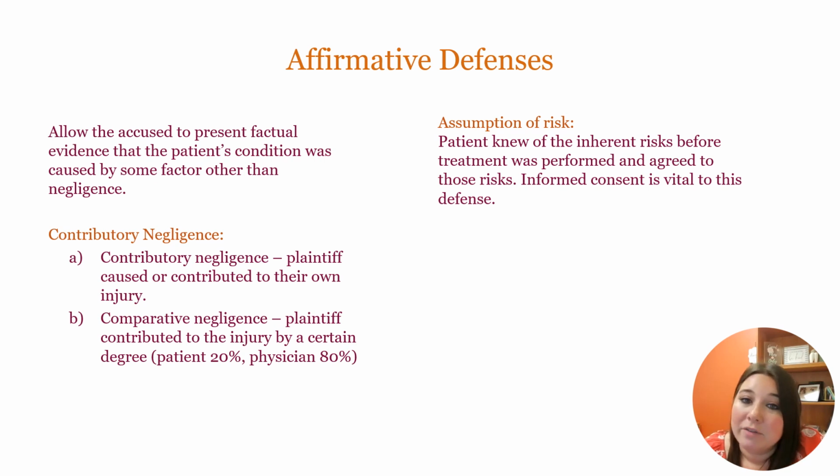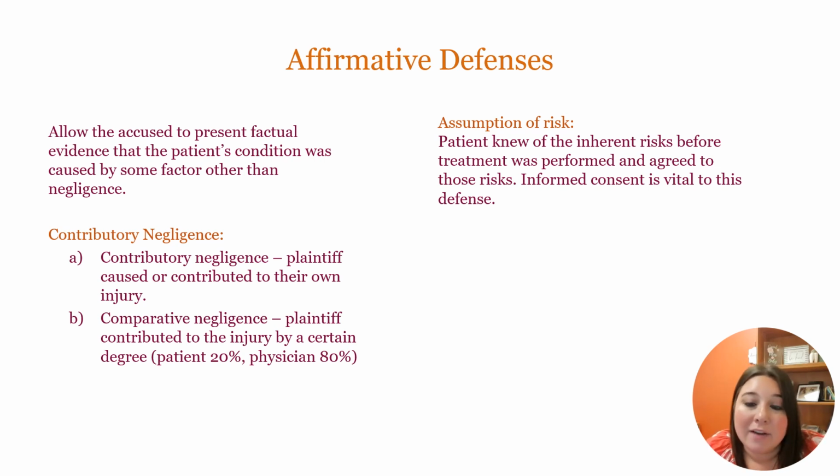Next, assumption of risk. So the patient knew of the inherent risks before treatment was performed and agreed to those risks. This is when informed consent becomes super important. So a lot of times on the informed consent form, all of these inherent risks that could possibly happen are on that consent form, so the patient should know ahead of time. We should also be verbally going over these risks when we're having the patient sign the form as well. So they should be kind of reading it and hearing it from us as well.